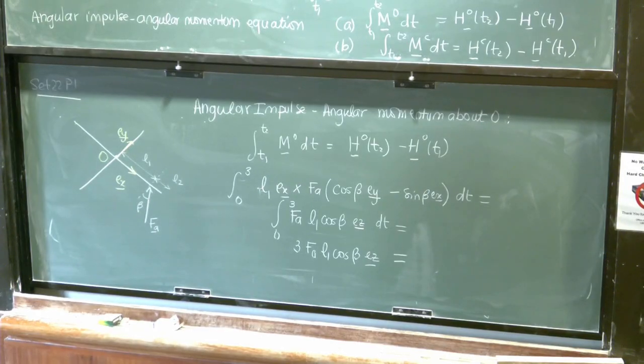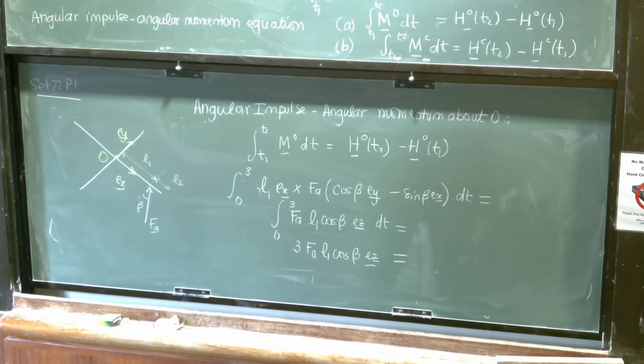Okay. What do I do next? Exactly. I need to find the inertias, right? I need to find IOXZ, IOYZ, IOZZ. This I can find from geometry.